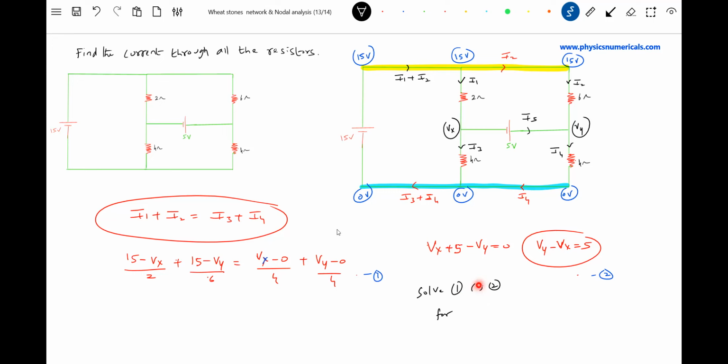Solve 1 and 2 for Vx and Vy. Once you get Vx and Vy, you can calculate current in all the branches. So what is I1? Already I showed you, no? This is I1. Okay, I have colors. I'll round it off. At least manage with this.